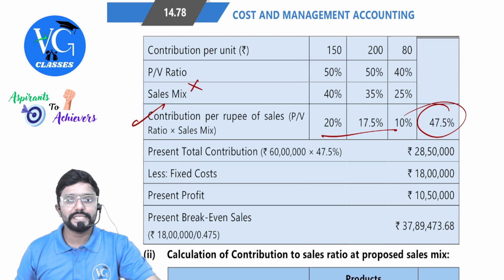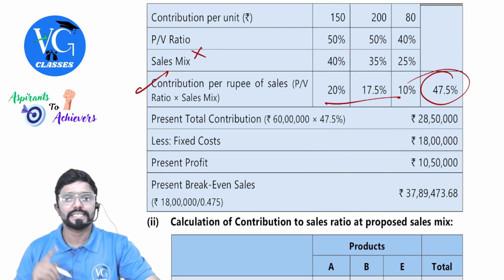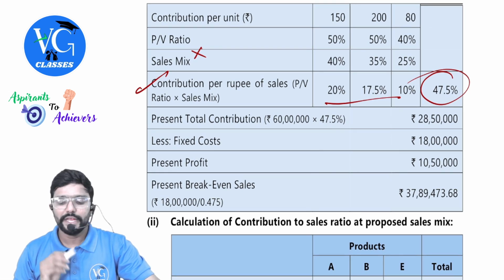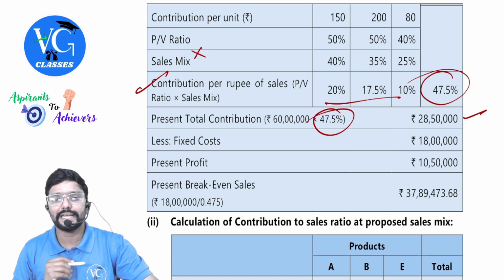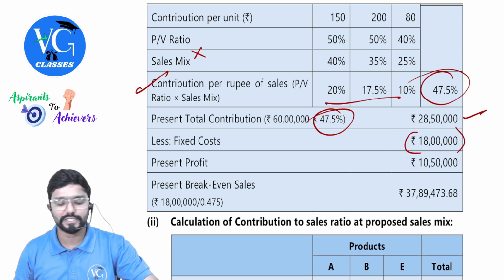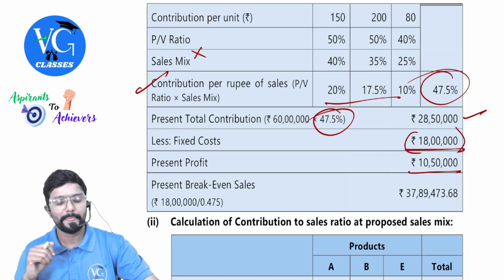47.5%. Present total contribution will be how much? Total sales we know into 47.5%. What is the total contribution? 28,50,000, minus fixed cost will give you the present profit.